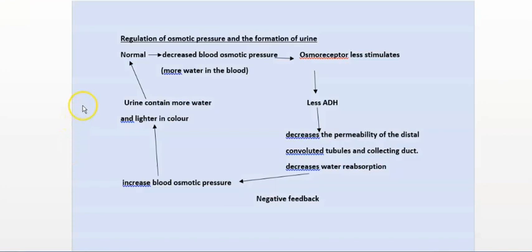Okay, now we see what happens if the blood osmotic pressure decreases. Blood osmotic pressure decreases, that means there is more water in the blood. When the blood osmotic pressure decreases, osmoreceptors in the brain are less stimulated and release less ADH hormone. This will decrease the permeability of the distal convoluted tubules and collecting duct. This will decrease the water reabsorption. Negative feedback increases the blood osmotic pressure. So the urine will contain more water and be lighter in color. Okay, this is what happens when the blood osmotic pressure decreases.